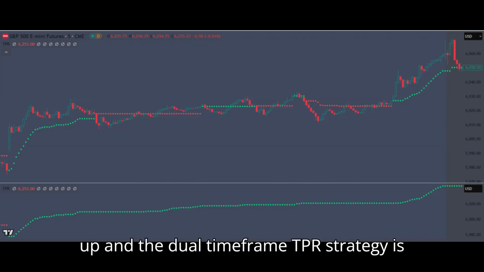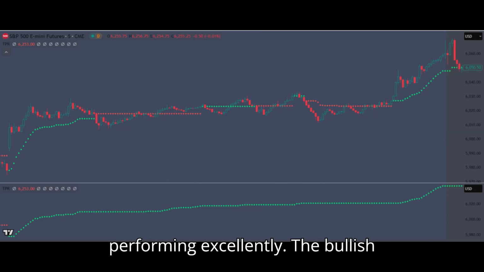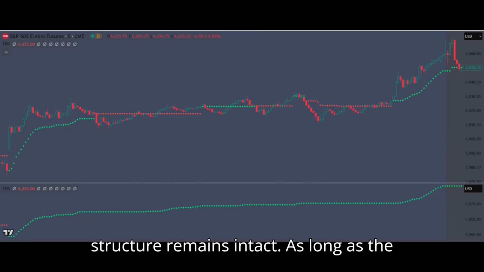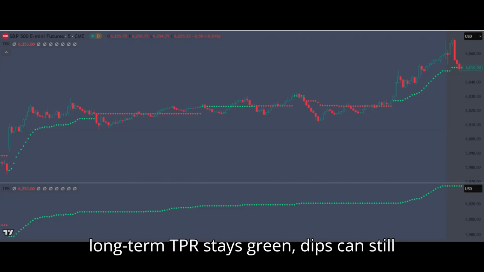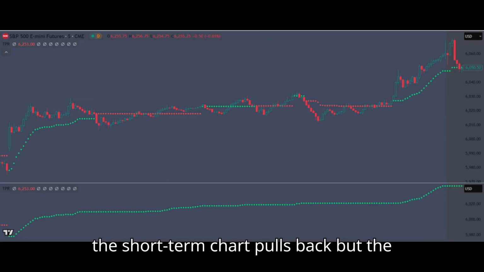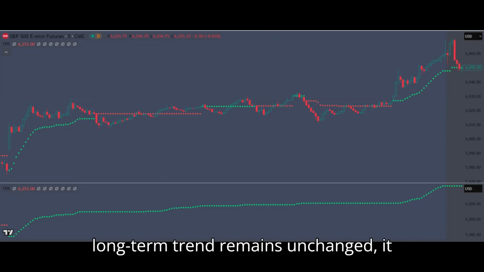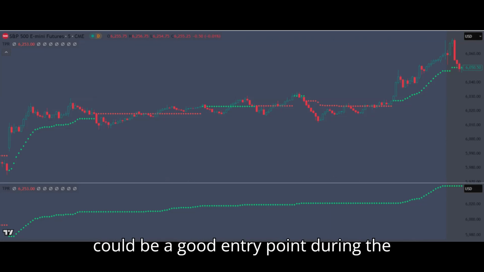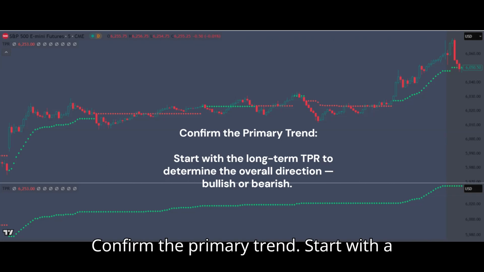The bullish structure remains intact. As long as the long-term TPR stays green, dips can still be considered as buying opportunities. If the short-term chart pulls back but the long-term trend remains unchanged, it could be a good entry point during the correction. Confirm the primary trend.